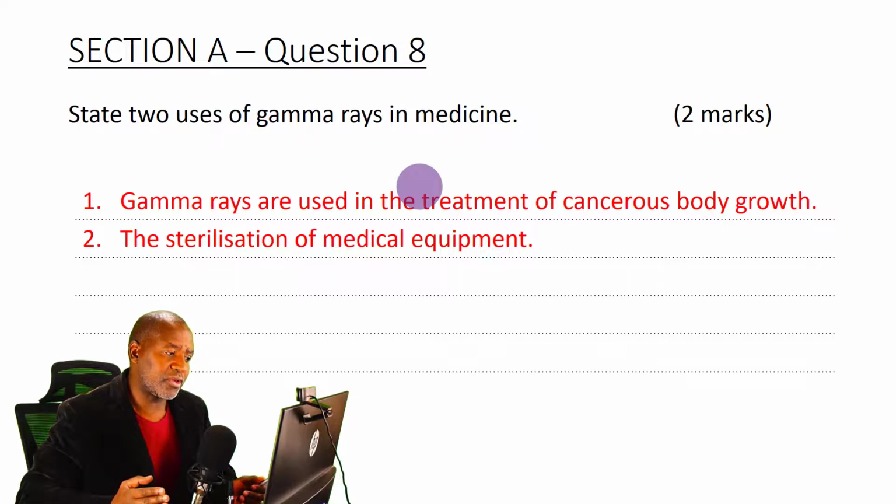So the two uses are as simple as that. Gamma rays are used in the treatment of cancerous body growth and in sterilization of medical equipment. Let's go to question 9.